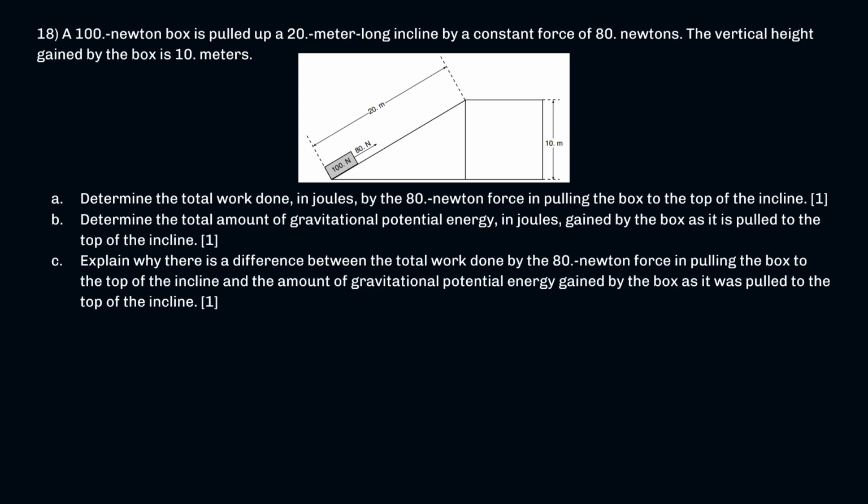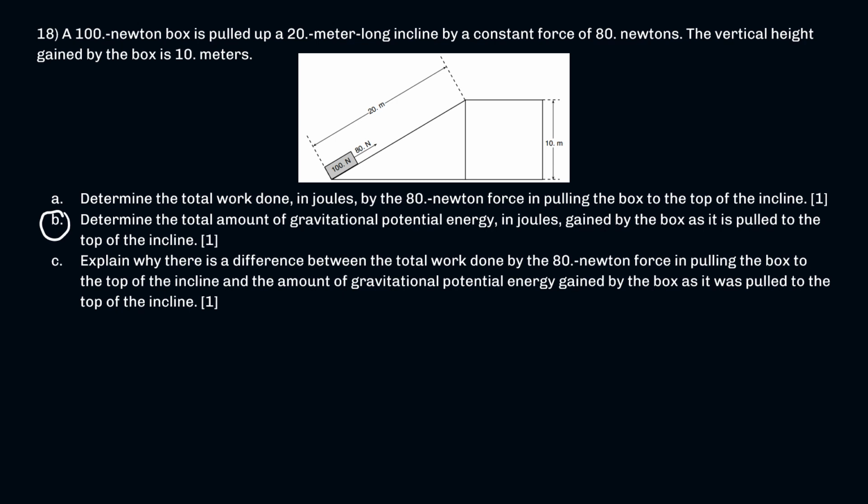So working on part B here, we have to determine the total amount of gravitational potential energy in joules. So again, it gives you the unit for gravitational potential energy gained by the box as it is pulled to the top of the incline. So again, part B. This is again a 1-point question, so you don't need to show the equation. I'll just go through that so it's clearer and you see all the work that goes into it, but you don't need to show all of that work to get full credit on this question. You just need to show the correct answer.